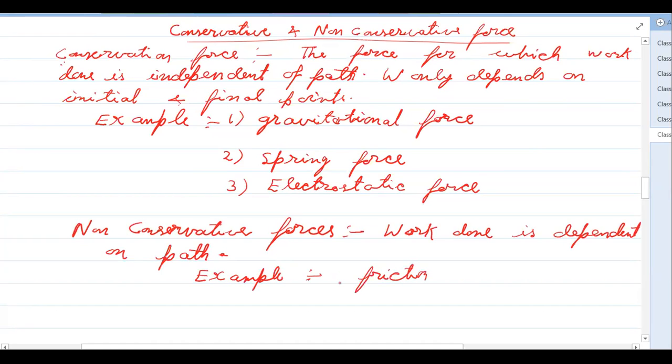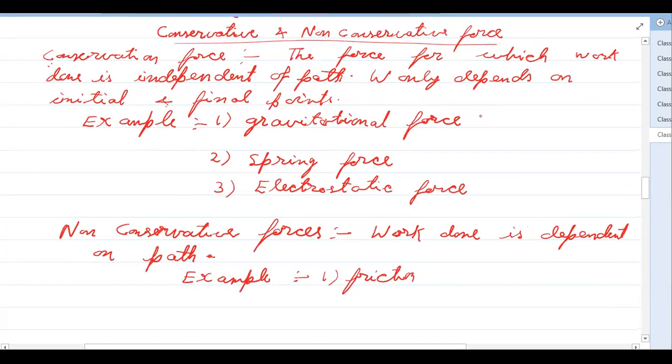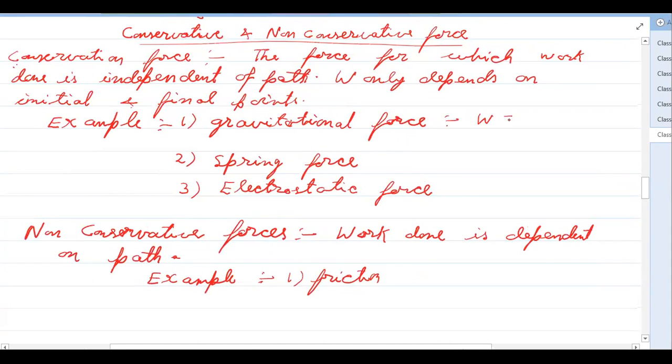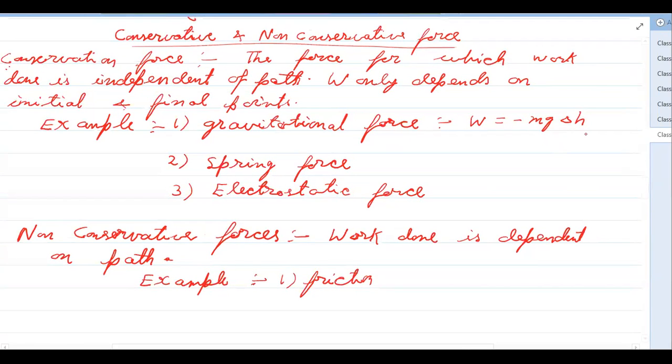Okay, and I will write the values also. So for gravitational force, how much was the work done? The work done was minus mg delta h. Okay, so delta h is only the difference between heights. That is only the initial and final positions. There is no need to specify the path. So this is the difference of height.